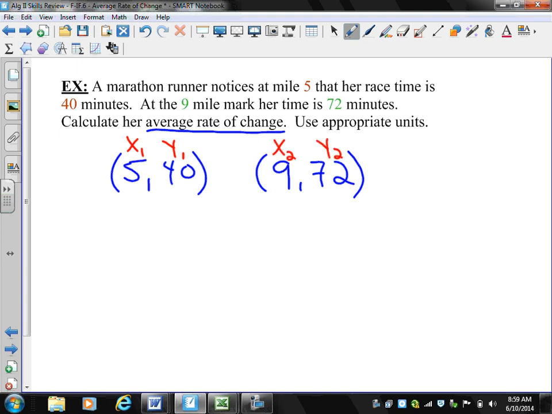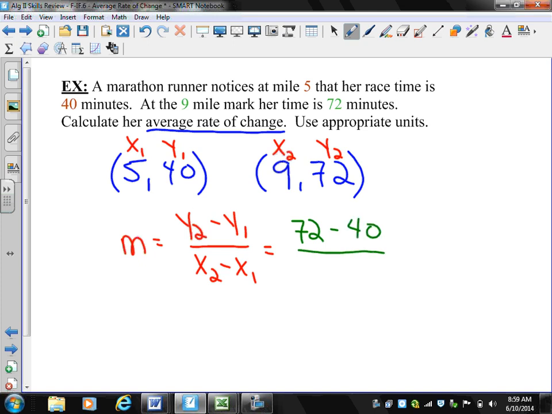So for my average rate of change, again, I'm going to write it as slope equals, and I'm going to write out my formula again. Y's over x's, right? And I'm just going to substitute in my points. So y2 is 72, y1 is 40, x2 is 9, and x1 is 5. So I have 72 minus 40, which is 32, and 9 minus 5, which is 4, and I know 32 divided by 4 is going to be 8.